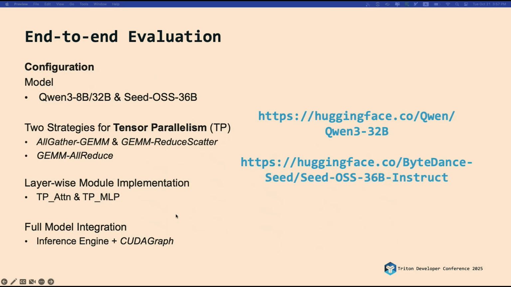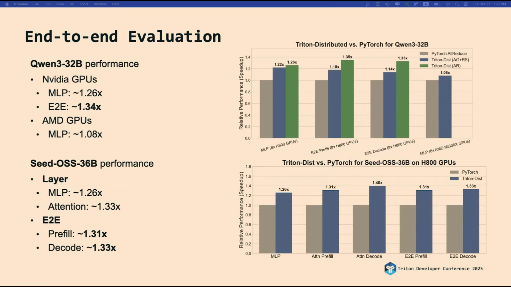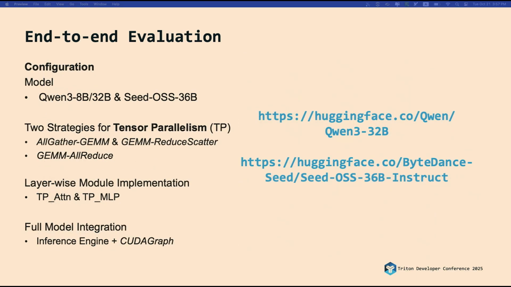And then for end-to-end evaluation, we have these settings. We use Qwen models of different sizes and also some other open source models. And we apply two strategies for tensor parallelism. We apply the split version, AllGather GEMM ReduceScatter, and also the GEMM AllReduce pattern. And for layer-wise, we have the module implementation, TP attention and TP MLP. And for the full model integration, we apply the CUDA graph optimization.